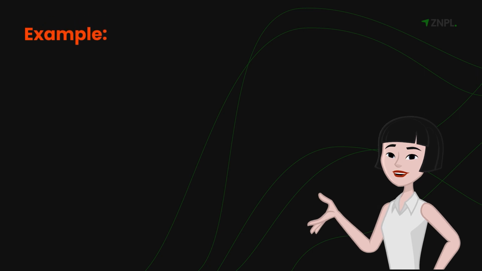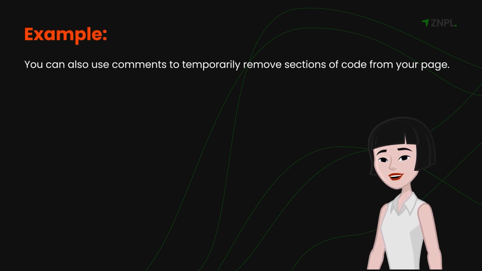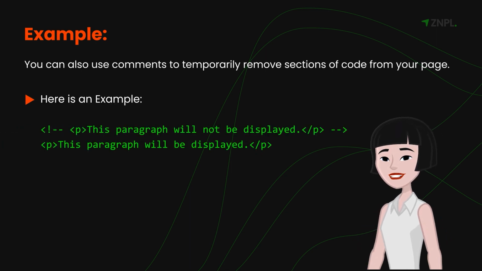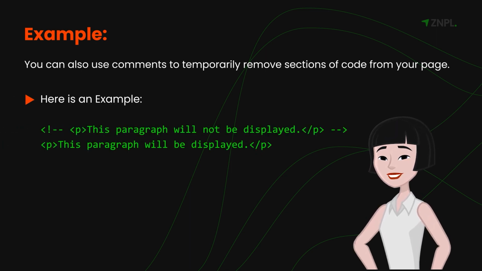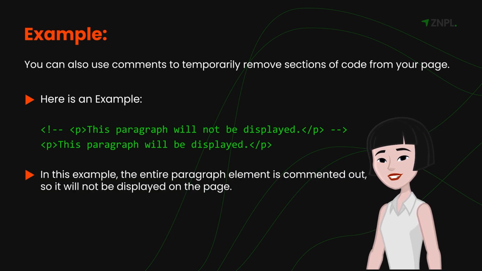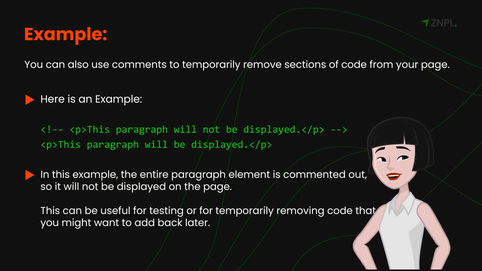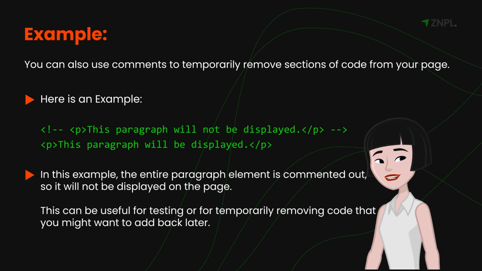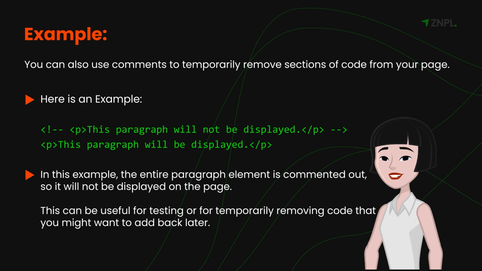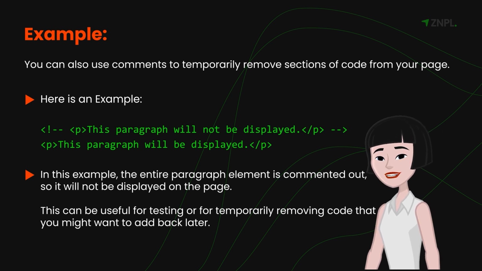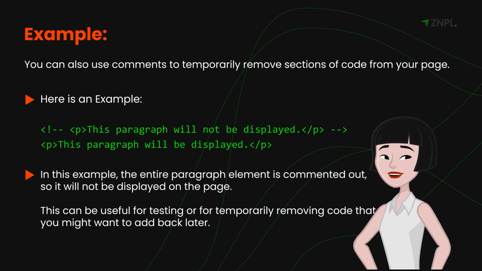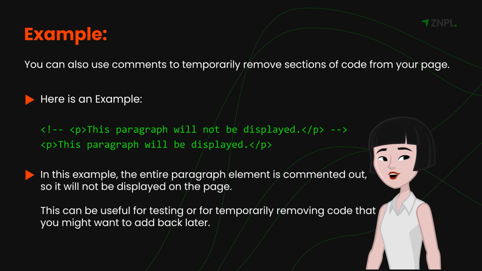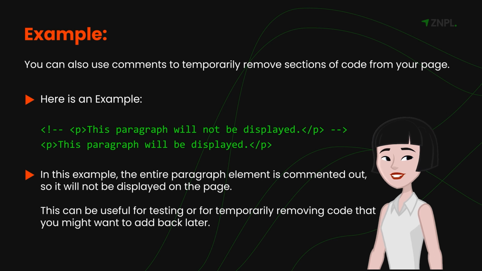You can also use comments to temporarily remove sections of code from your page. Let's take a look at another example. Here, we have a paragraph tag containing some text. But we want to temporarily remove it from the page without deleting the code entirely. In this example, the entire paragraph element is commented out, so it will not be displayed on the page. This can be useful for testing or for temporarily removing code that you might want to add back later.